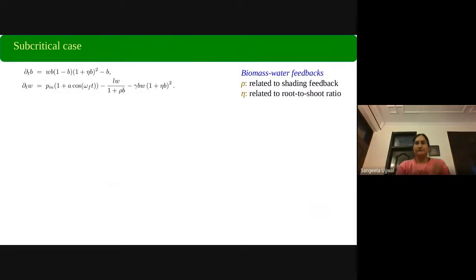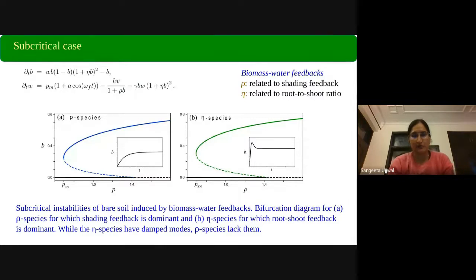So now we consider finite values of rho and eta, and to study how rho and eta affect the dynamics of the system separately, we construct two types of species. One is the rho species of plants, and another one is the eta species of plants. By rho species, we mean that these species are represented by equations where rho is finite but eta is zero. Similarly, for eta species, eta has some finite value and rho is zero.